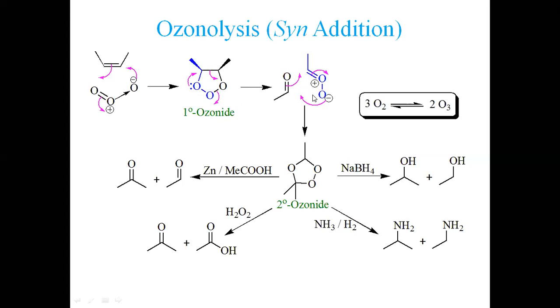Now, this molecule undergoes another addition, but the very first is a syn addition. You see, both oxygens, this oxygen and that oxygen, are added at the same time. They are not added at different times. This is a concerted mechanism. New bond formation and old bond dissociation are taking place simultaneously. So this results in the formation of primary ozonide.